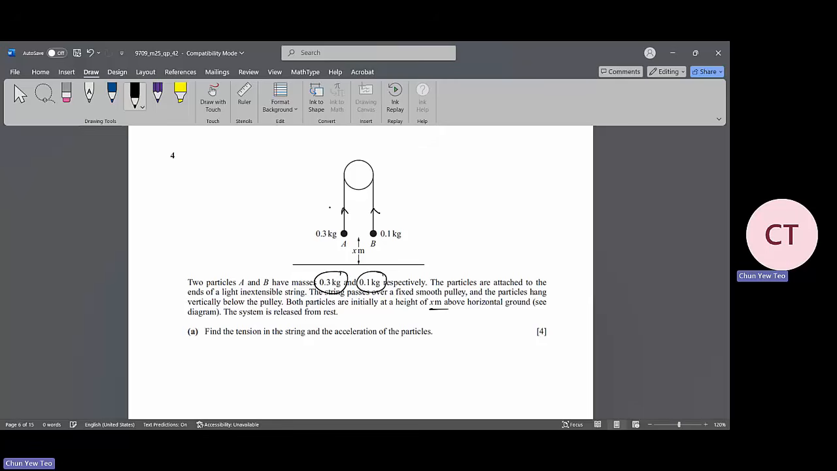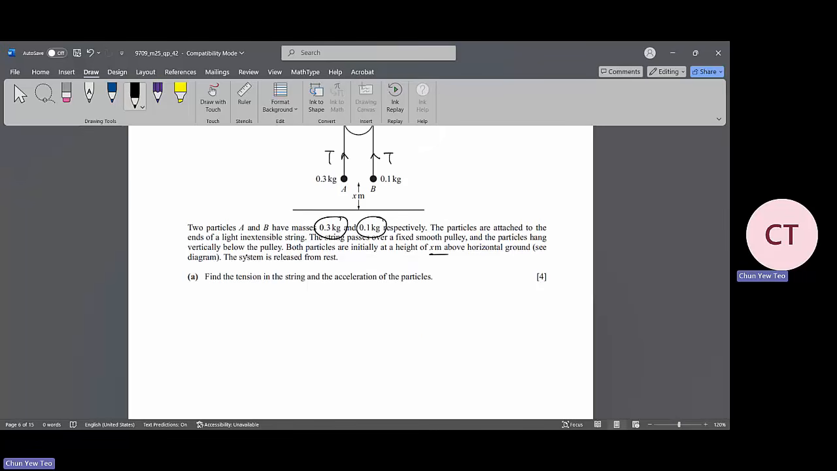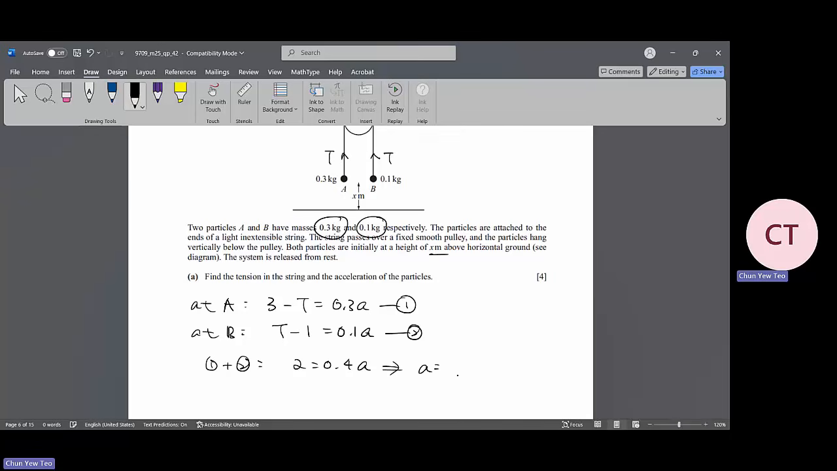We know that these two tensions must be the same because it's the same string and it passes over a fixed smooth pulley. So we resolve the forces. At A, particle A is heavier, so the weight 3 newtons minus the tension T is equal to 0.3a. That will be my equation 1. At B, it will be T minus 1 newton is equal to 0.1a. That will be your second equation. Adding equation 1 and equation 2, you get 2 is equal to 0.4a. By pressing the calculator, you can see that a is actually 5 meters per second squared.